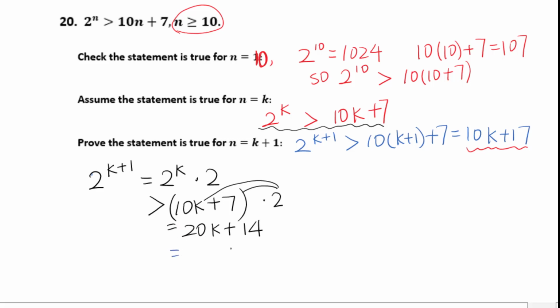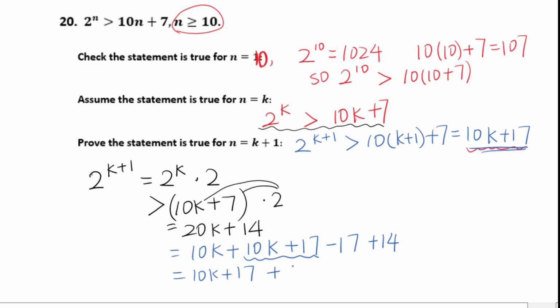Since I need to create this 10k plus 17, for 20k, I will write down 10k plus 10k. Then plus 17, you need to minus 17. Then we have this 14. So put this together, you will get 10k plus 17. Then I have 10k, combine like terms, minus 3.